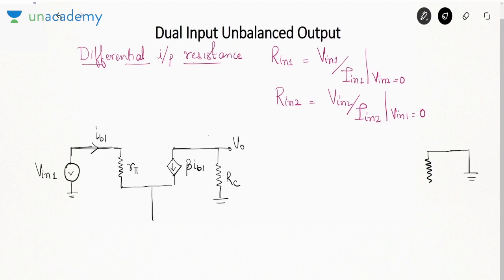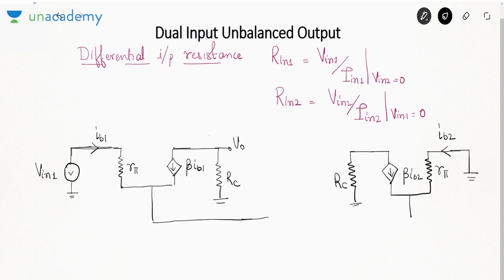Between base and ammeter we will have a resistance R pi. This current would be IB2. Then the current source here would be beta IB2. This is the ammeter terminal. This is RC. Now these two ammeters are connected together.